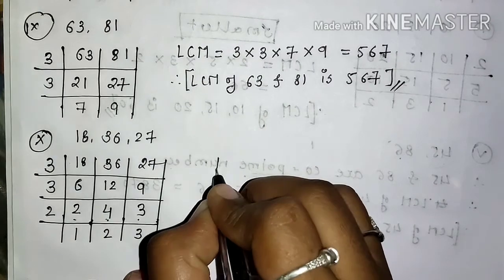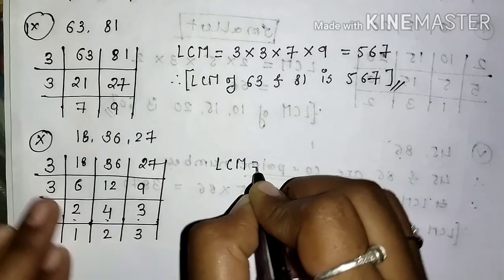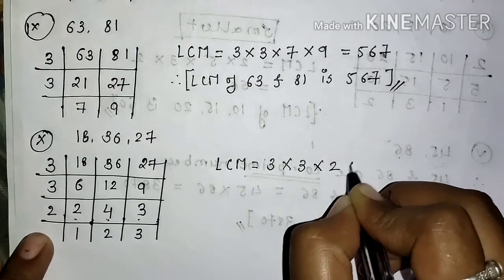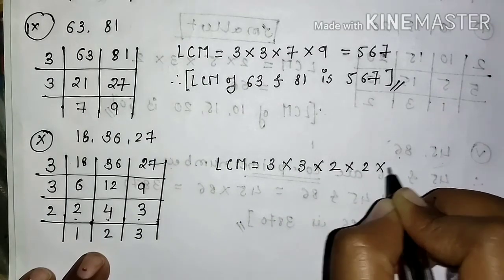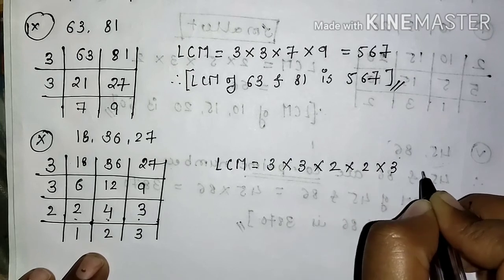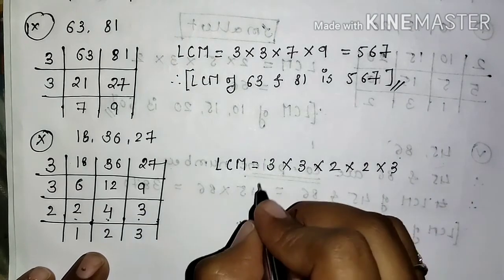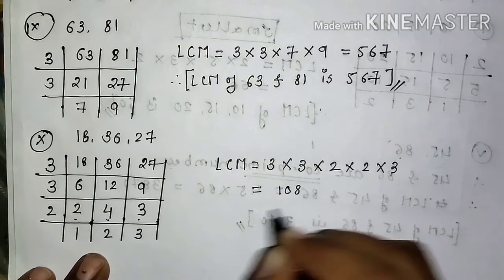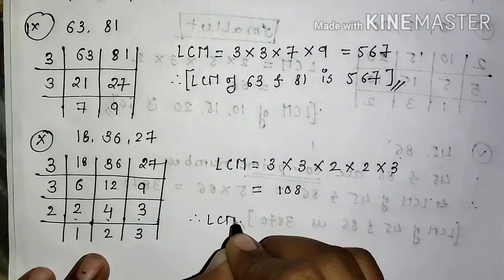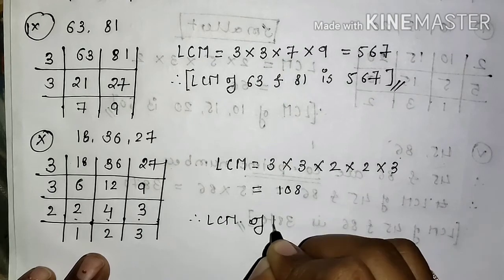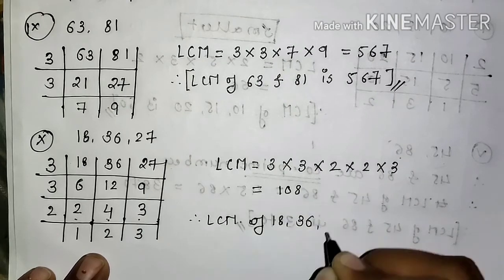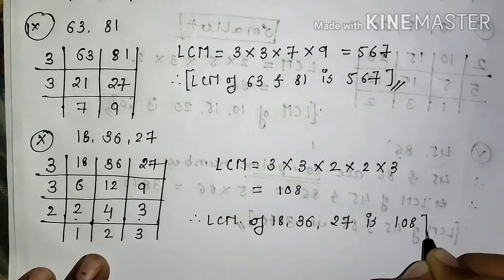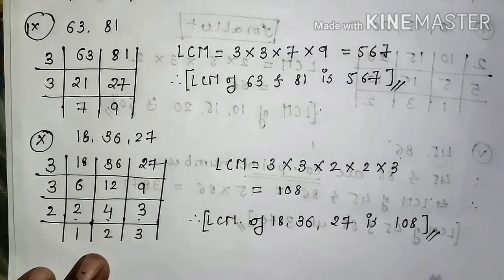So we get the answer LCM is equal to 3 multiplied by 3 multiplied by 2 multiplied by 2 multiplied by 3. If you write multiply by 1, the answer will be the same, so it doesn't matter. And on multiplication we get 108. Hence LCM of 18, 36 and 27 is 108. This is the final answer.